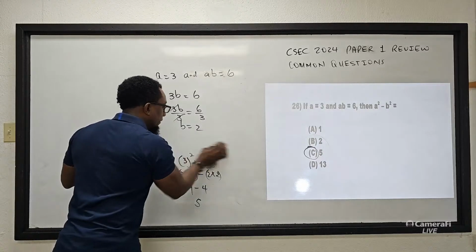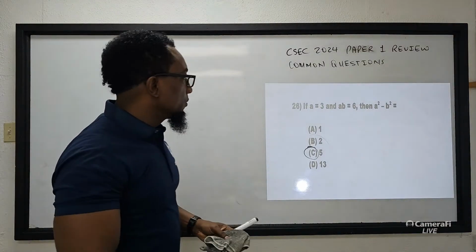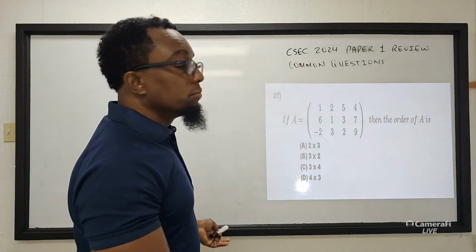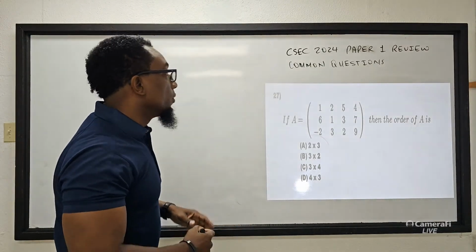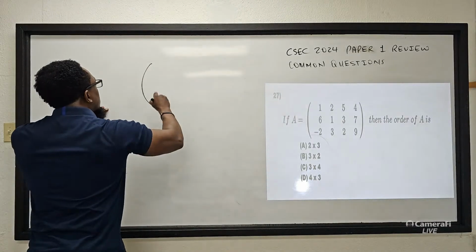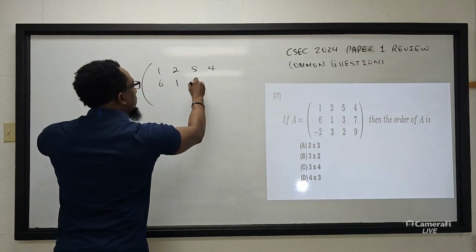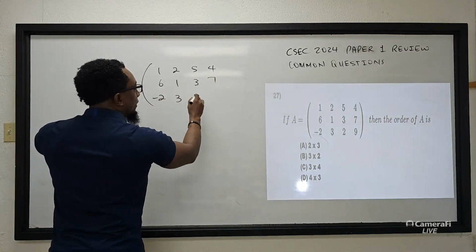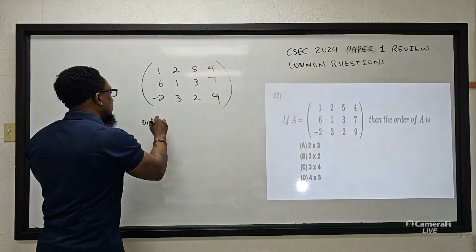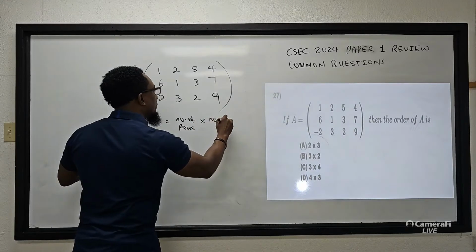Alright, so let's look at 27. Right, so matrices, good. If we have this matrix, then the order of A. We know the order is based on the number of rows. So you have 1, 2, 5, 4, 6, 1, 3, 7, negative 2, 3, 2, 9. We know the order of any matrix: the order of a matrix is the number of rows by the number of columns.